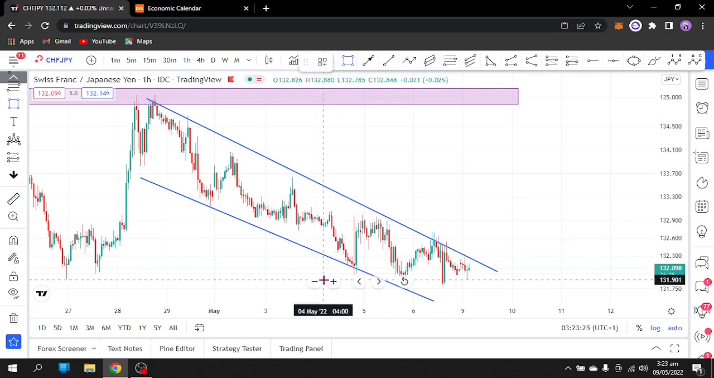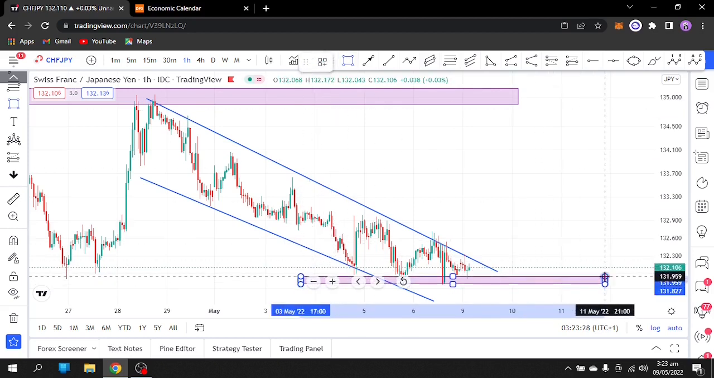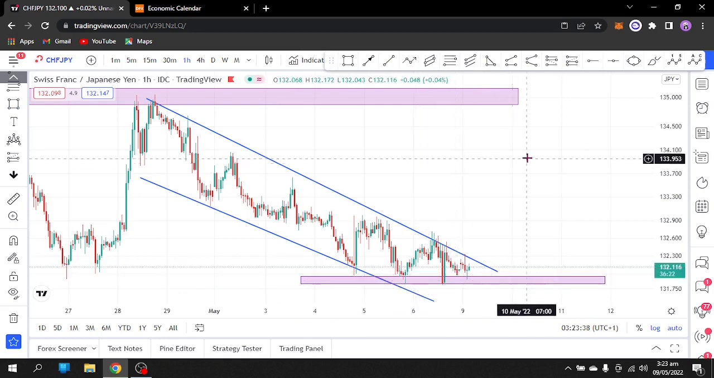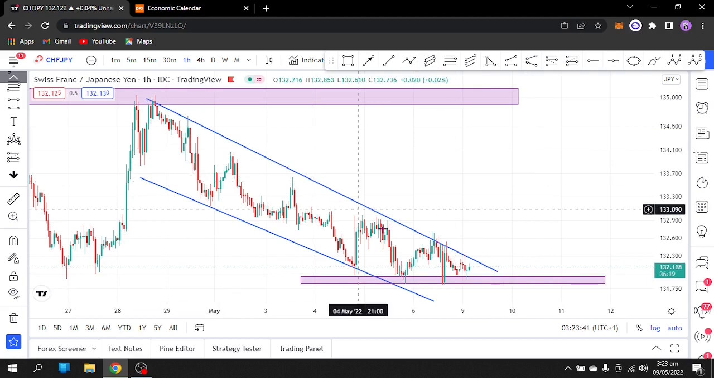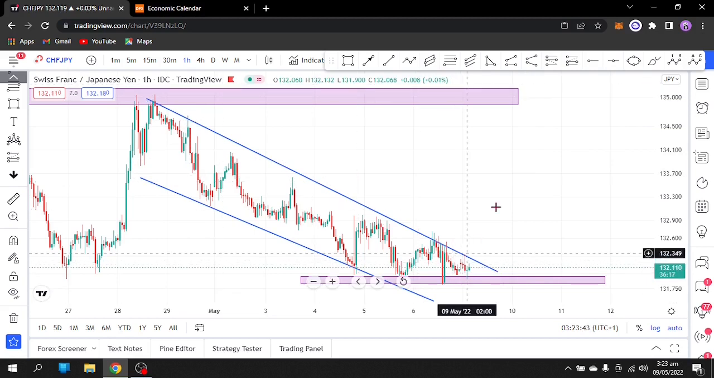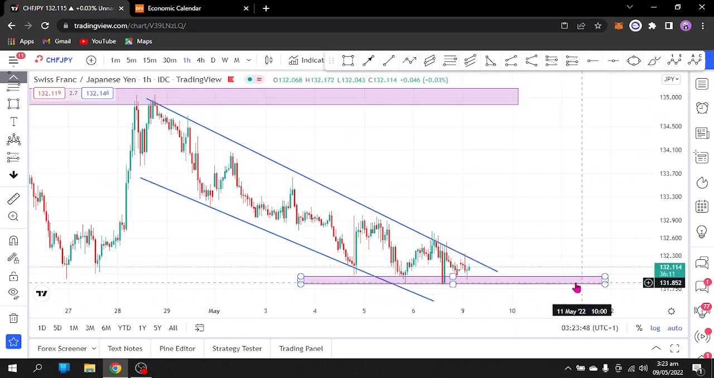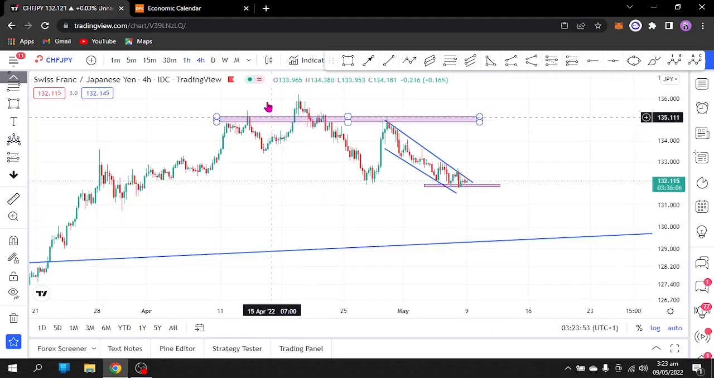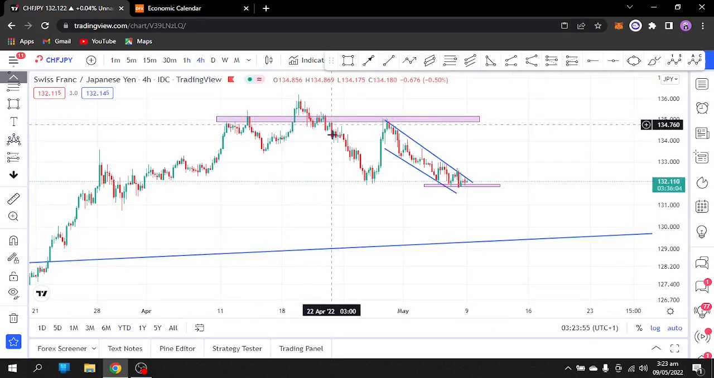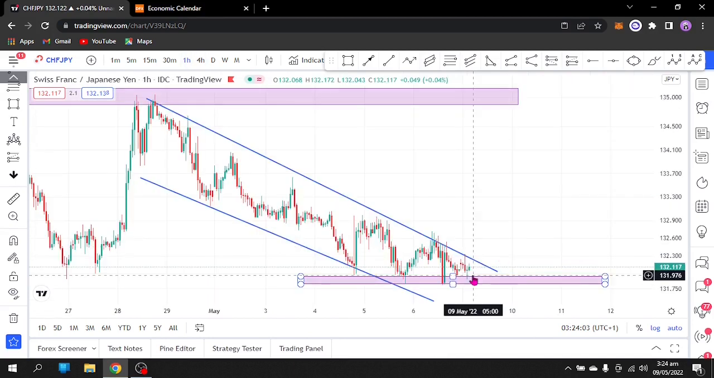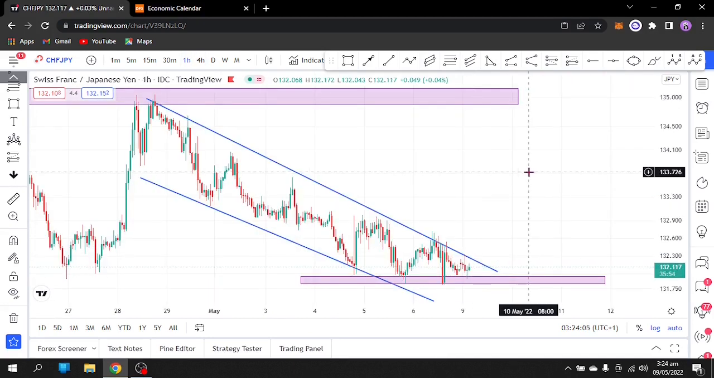I have a support level here. Now this support level validates the pullback I'm expecting here, because after this bearish channel I'm expecting a pullback of this bearish move before a downward continuation. Remember, on our 4-hour time frame we have this bearish reversal chart pattern, so we are expecting price to continue going down, but meanwhile on our 1-hour time frame we are expecting it to pull back before dropping again.